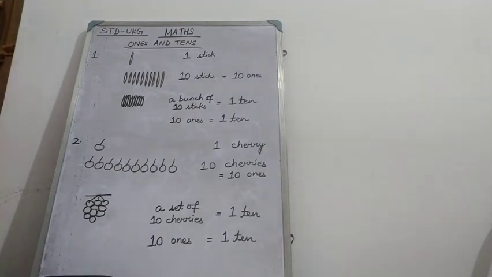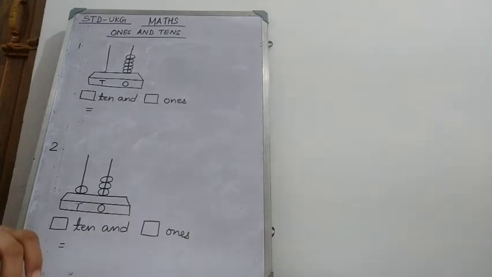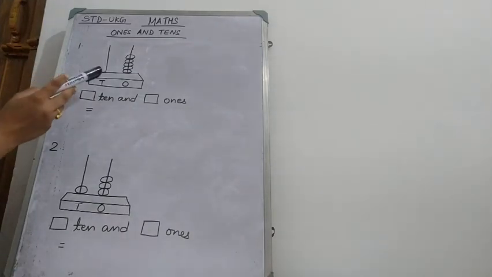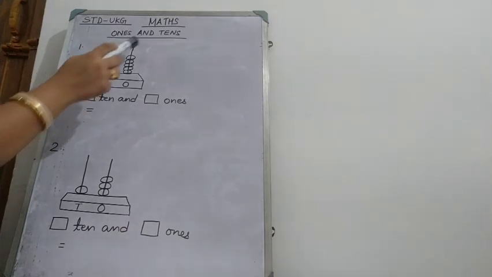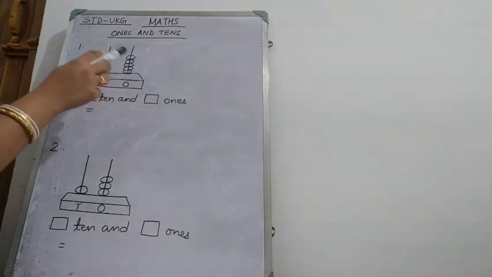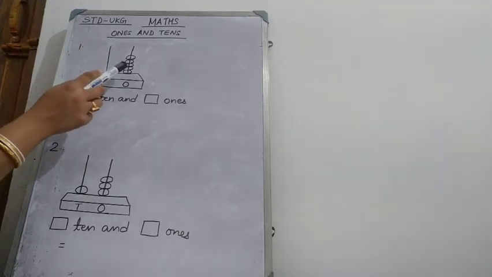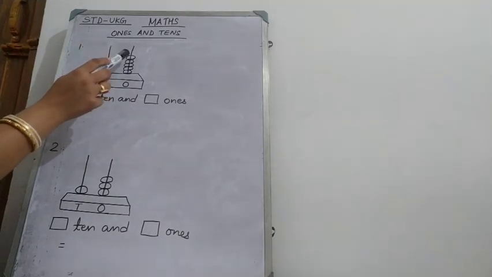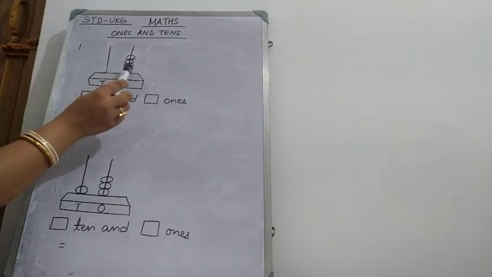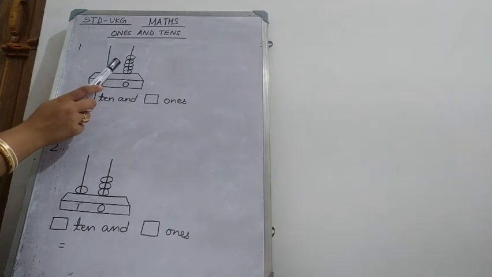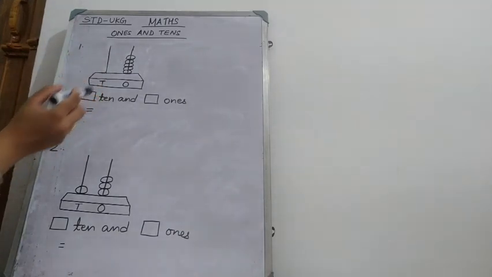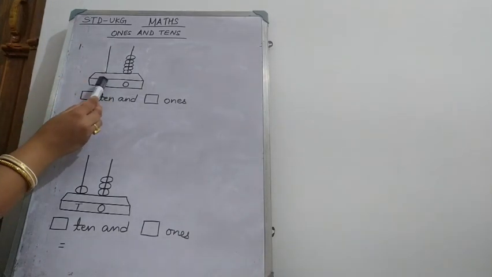Okay, now let us understand with the help of abacus. So you can see this is an abacus. This abacus is having two lines. These are lines, or you can say the strings. Okay, and these balls, these are called beads. You can see the balls 1, 2, 3, 4, 5. These are called beads.